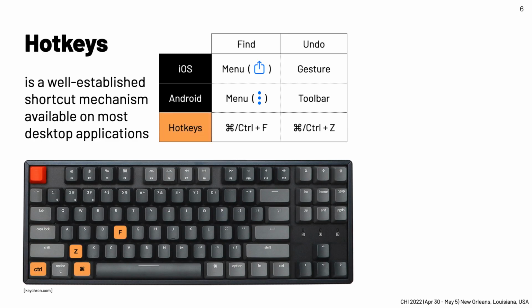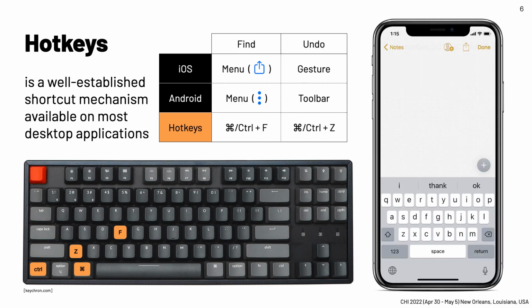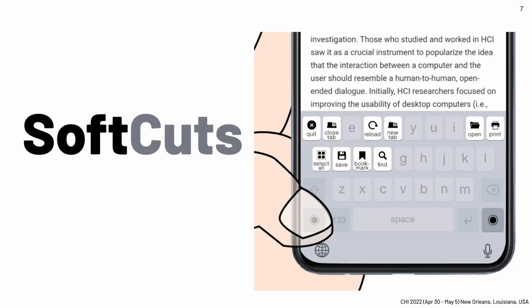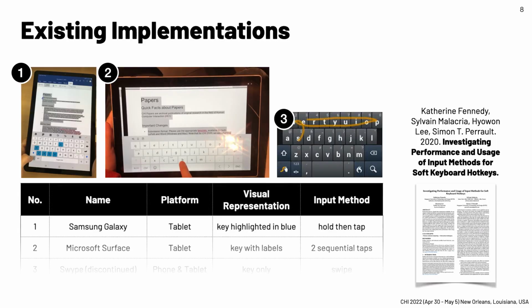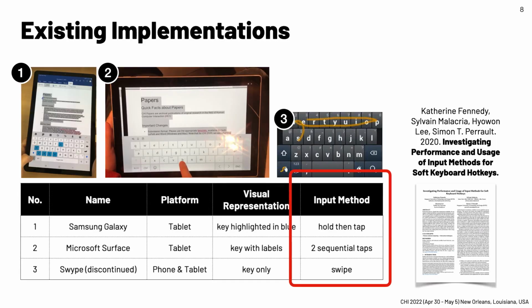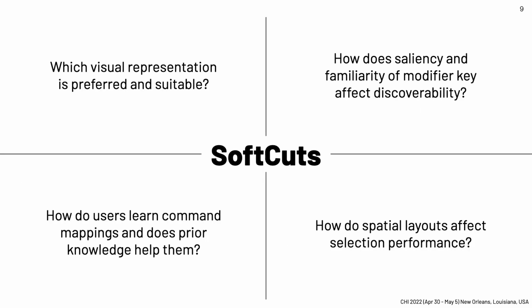So this got us thinking. What if we could leverage our prior knowledge of hotkeys from physical keyboards and transfer it to multi-touch keyboards? We call this approach Softcuts, which is an abbreviation for soft keyboard shortcuts. Attempts to implement Softcuts can be found on commercial devices like Samsung, Microsoft Surface tablets, and on applications like Swipe. While our previous work had investigated which input method is suitable, there are many remaining questions on how to realize the potential of Softcuts, which we would like to focus on in this work.